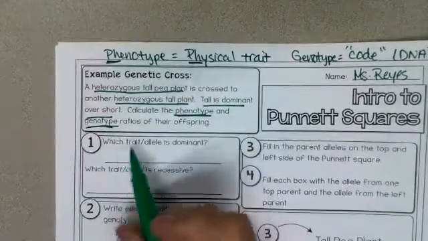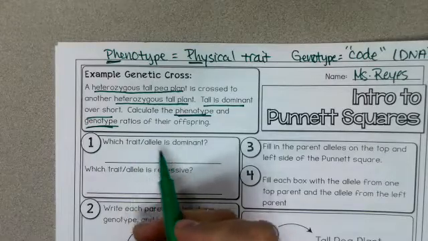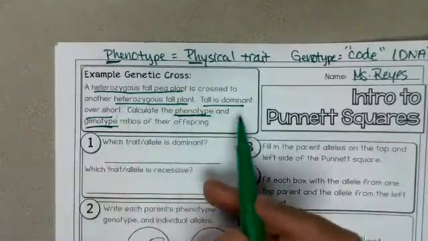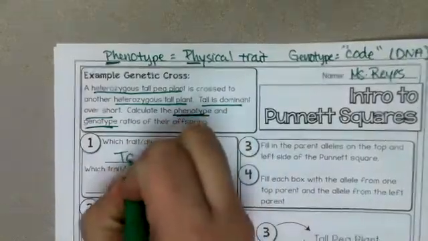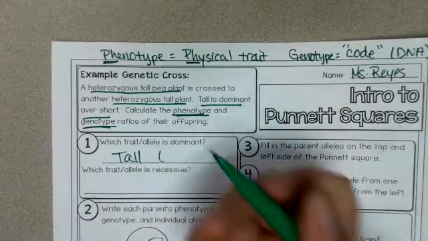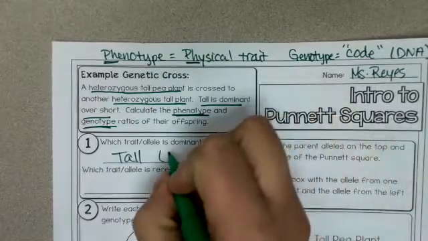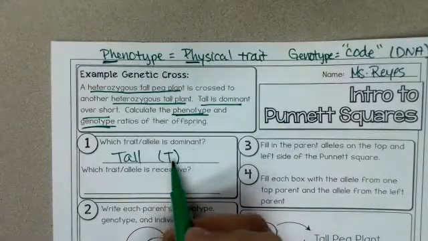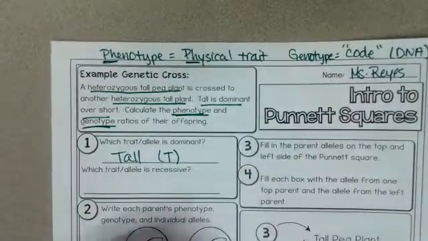All right, so question number 1, which trait / allele is dominant? So as we can see here, tall is dominant. So we're going to go ahead and write tall. And while we're doing this, we're also just going to go ahead and assign it with an allele. And we're going to use the letter T. And because it's dominant, we're using a capital letter of this version.